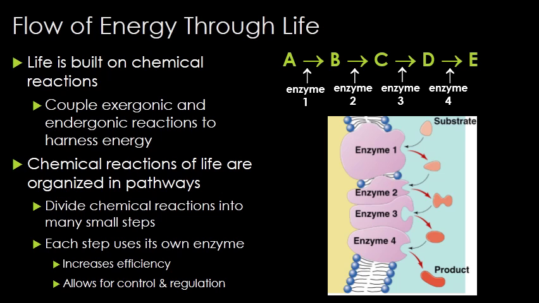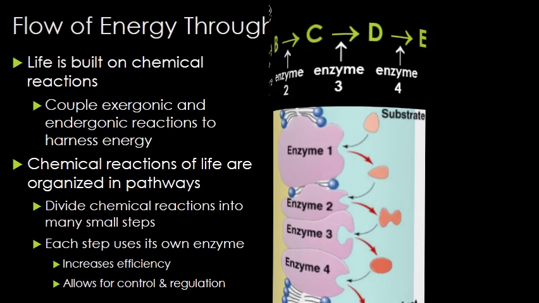Plus, say for example, I need an intermediate compound. Say I need a compound C for a particular reaction. Well, I just don't apply enzyme 3 and compound C is created. So it's a very efficient process.